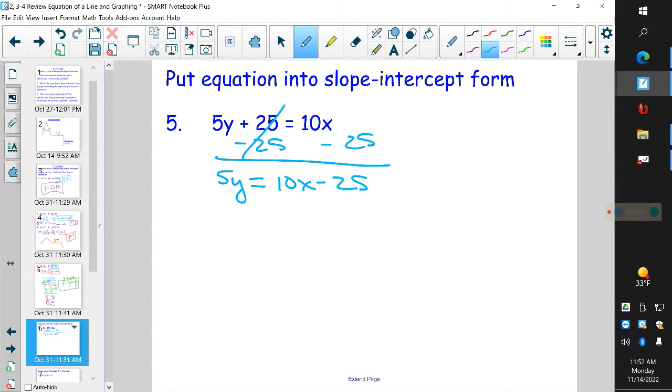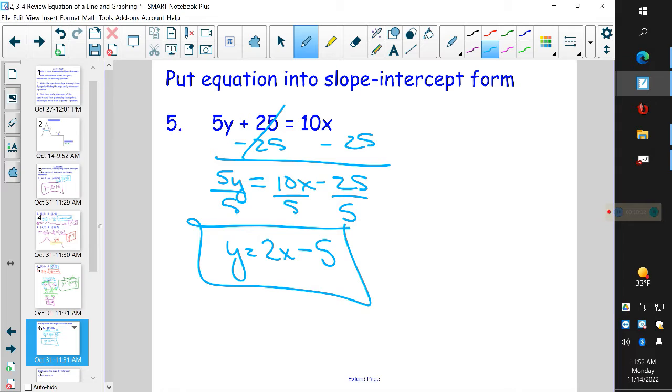What do I do next? Divide every single term by 5. So y is equal to 10 divided by 5 is 2x. 25 divided by 5 is minus 5. And that is done. Now, what is my slope? My slope is 2. What is my y-intercept? It's an ordered pair. 0, negative 5. So how would I graph this?